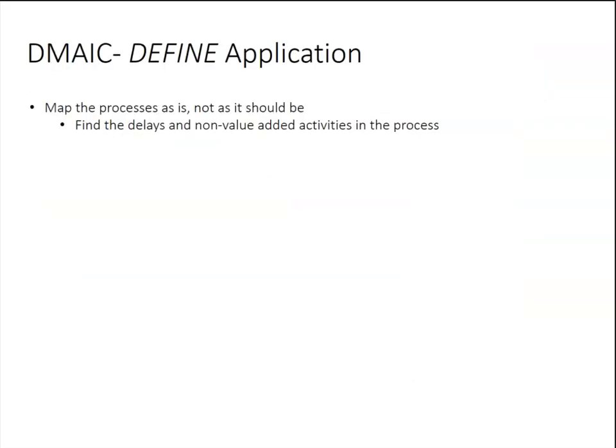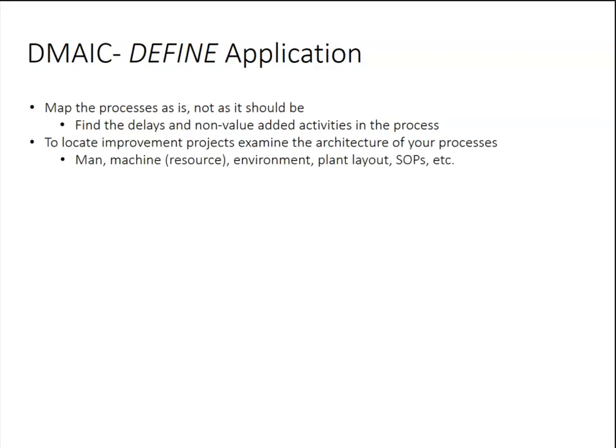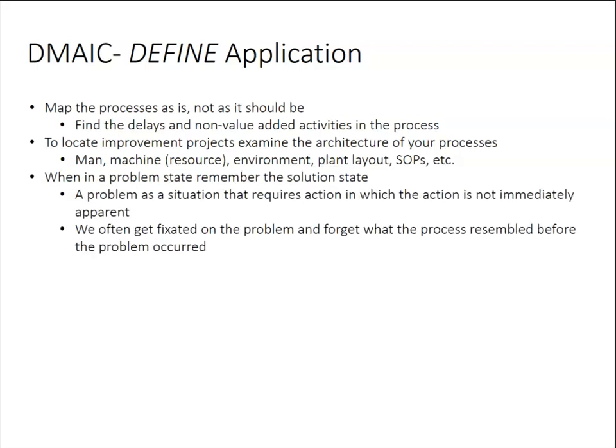So in application, what would we do in the DMAIC? First of all, we map the process as it is, and find the delays and non-value activities in the process, which you guys know how to do now. We do the fishbone to find out the potential root cause of a problem, and that's examining the architecture of the processes. And then we're going to talk about solution engineering a little bit later on. But we have a problem state and we have a solution state.